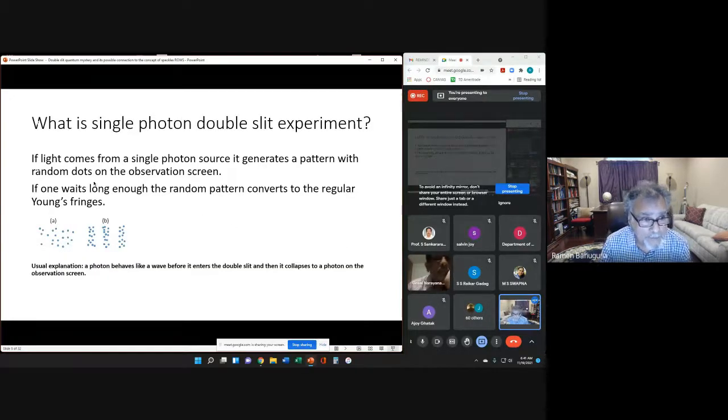Now, what happens in the single photon double slit experiment? If you have a single photon source, what is observed in the beginning is random dots, as shown in figure A. And when you wait long enough, you find that these dots are falling on the bright bands only. Very few fall on the dark bands. So it creates a Young's pattern, if you wait long enough. The usual explanation is that the photon behaves like a wave before it enters the double slit, and then it collapses to a photon on the observation screen.